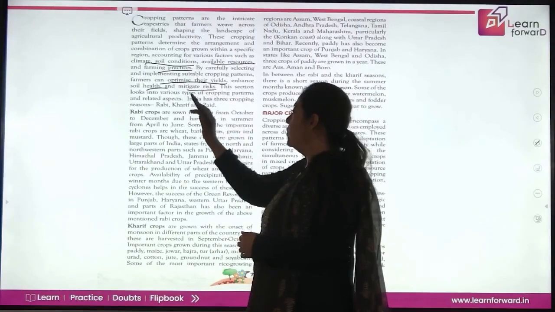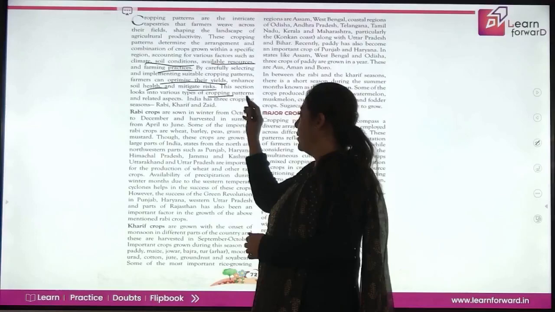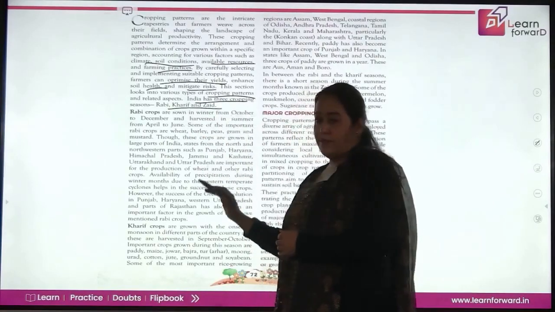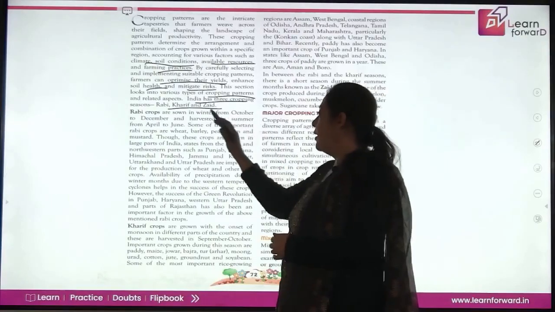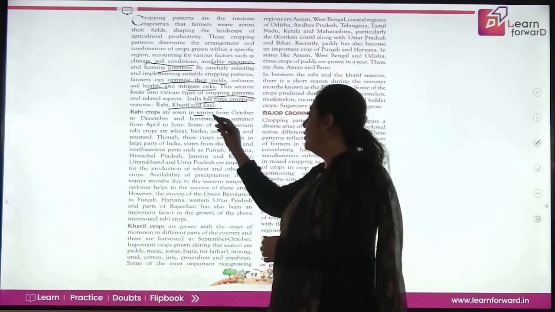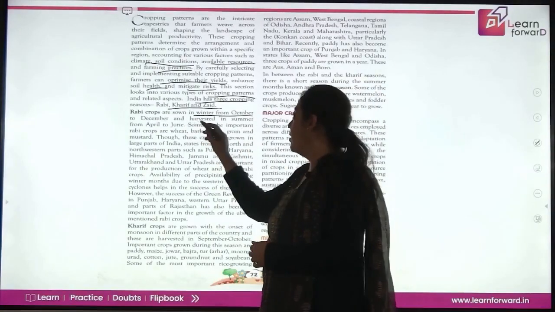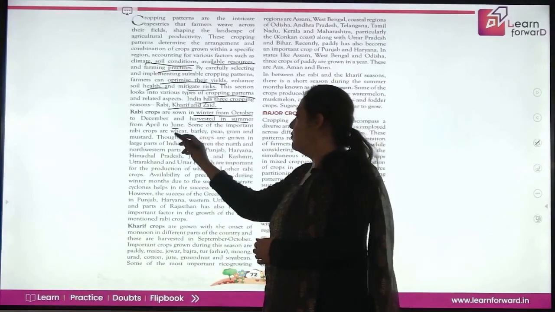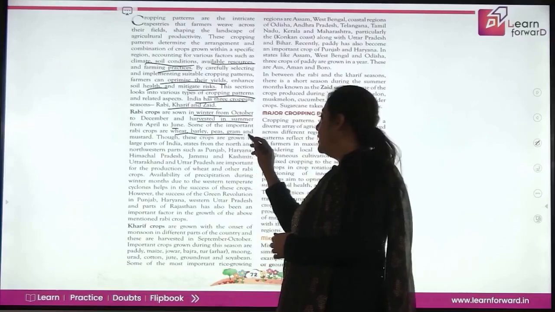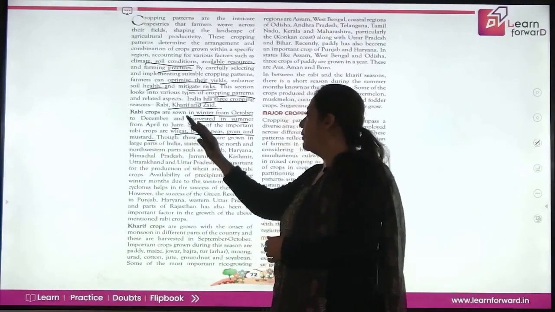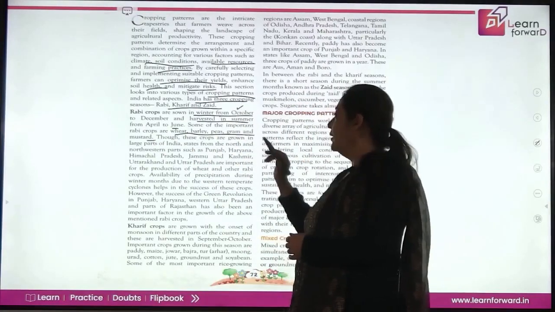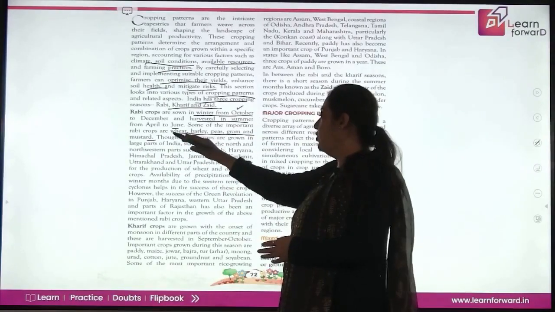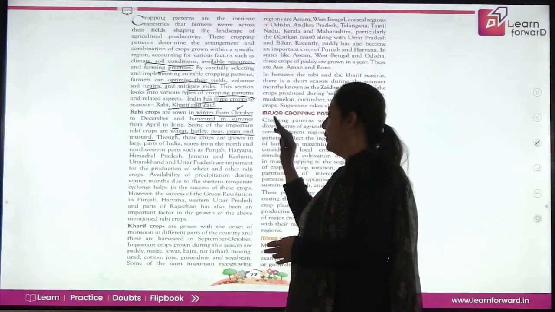This section looks into various types of cropping patterns, and India's three cropping pattern seasons are Rabi, Kharif, and Zaid. Rabi crops are sown in winter from October to December and harvested in summer from April to June. Some of the important Rabi crops are wheat, barley, peas, gram, and mustard. So we said Rabi crops are sown in October, right? That is October to December. The major ones are wheat, barley, peas, gram, and mustard.